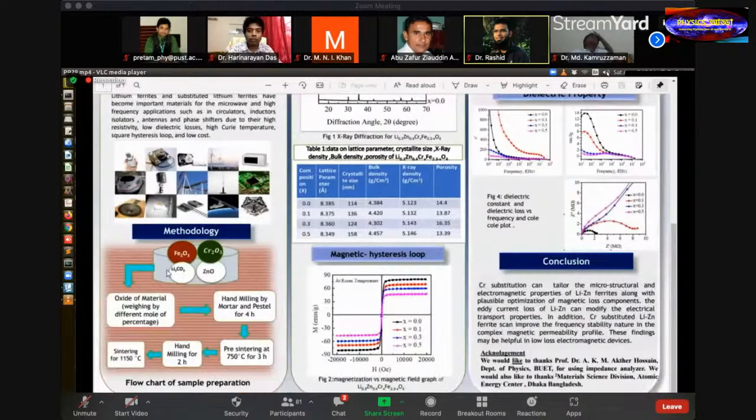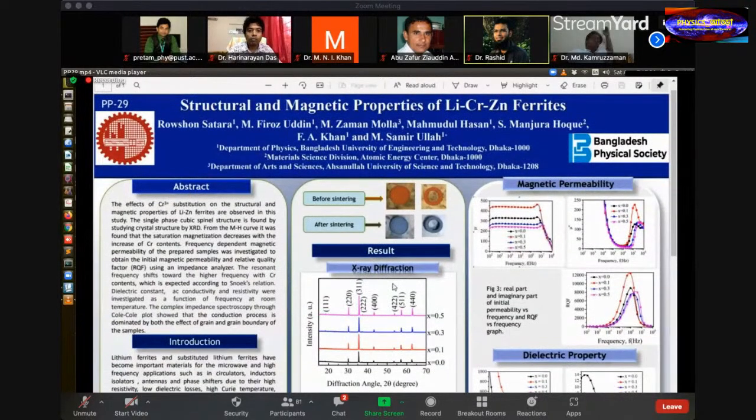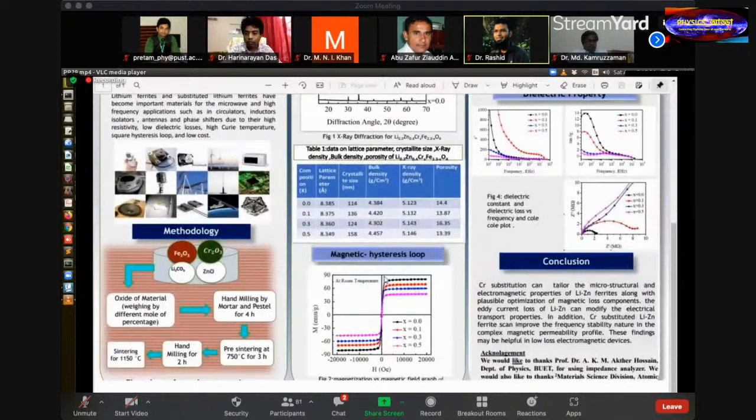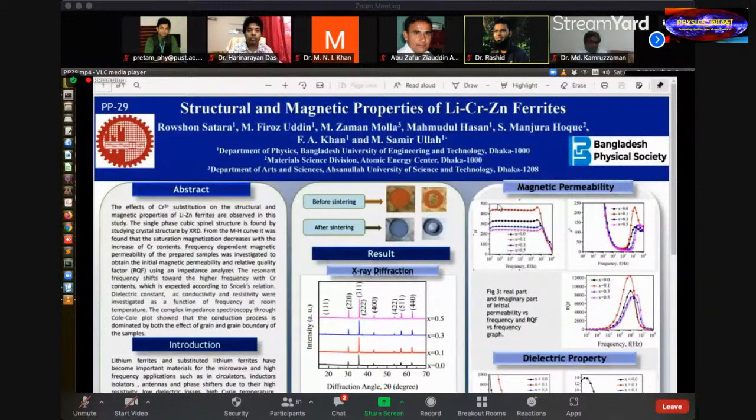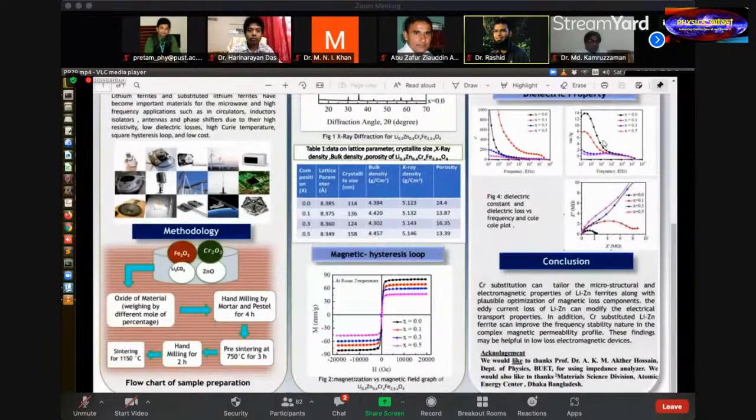chromium can enhance the densification of lithium zinc ferrites, resulting in an easy magnetization process. It is found that chromium can tailor the plausible optimization of magnetic loss components. With the increase of resistivity, the eddy current loss is decreased, which can modify the electrical properties. In addition, lithium chromium zinc ferrite can improve the frequency stability in the complex magnetic permeability profile. The reduction of dielectric loss is also helpful for low loss electromagnetic devices.